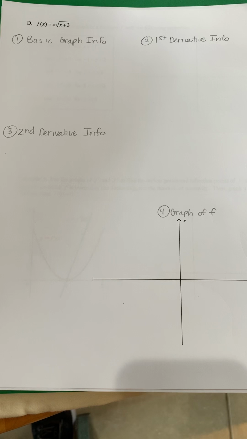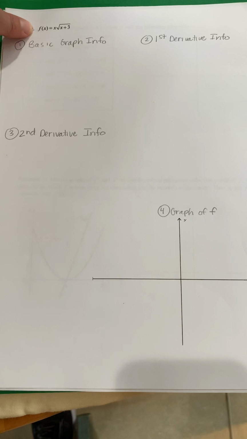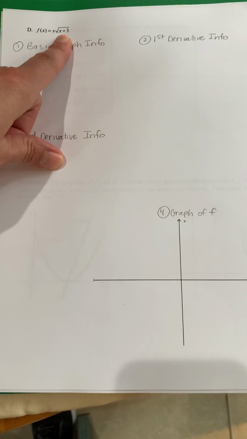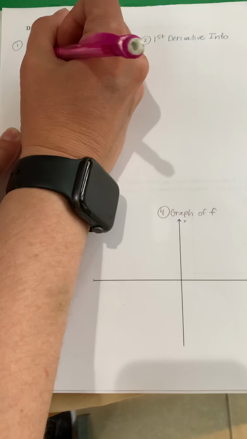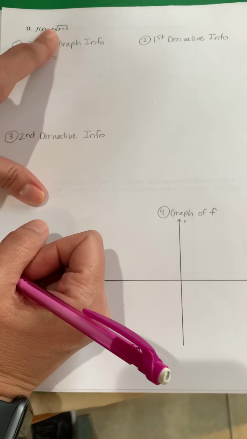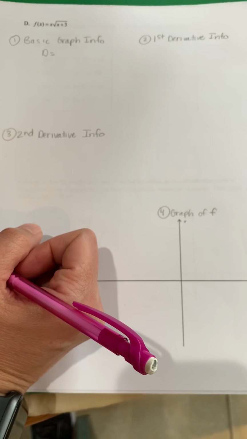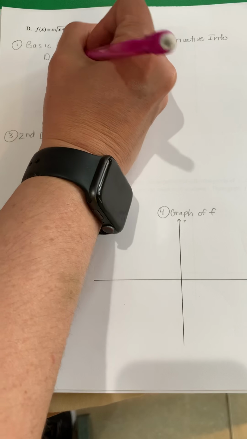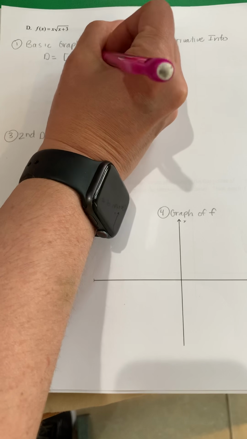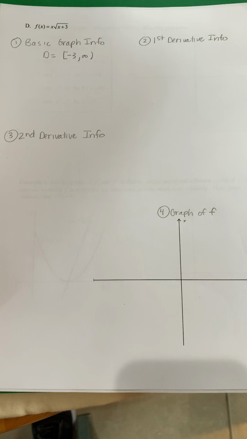We're going to be looking at example 1D in your section 4.4 notes. So we'll start off again with the basic graph info. This function involves a square root, so we cannot take the square root of negative numbers. One thing to note right away is the smallest square root that we can take here is -3. So our domain, we'll be drawing this from -3 on over to infinity.